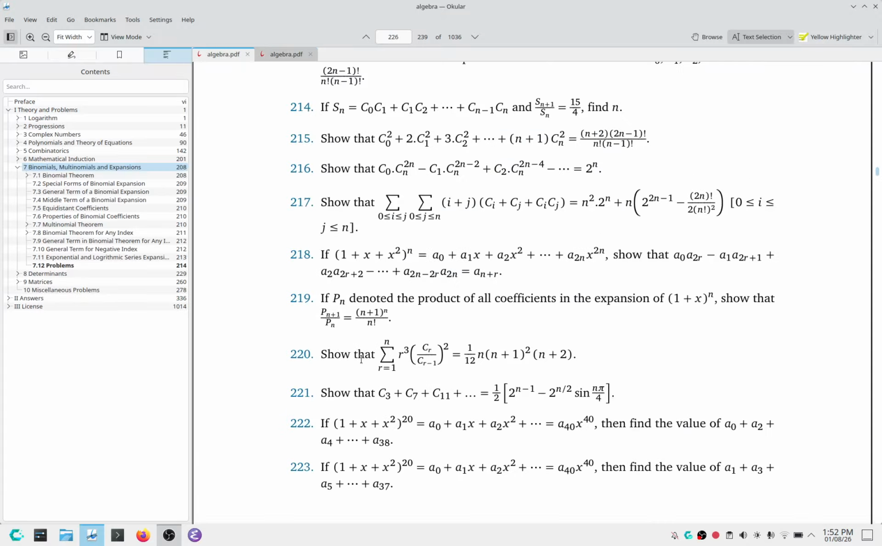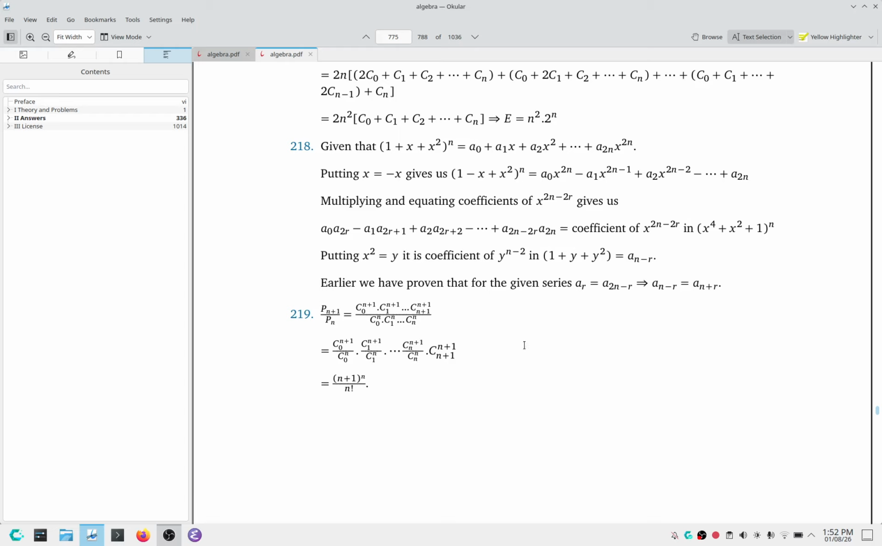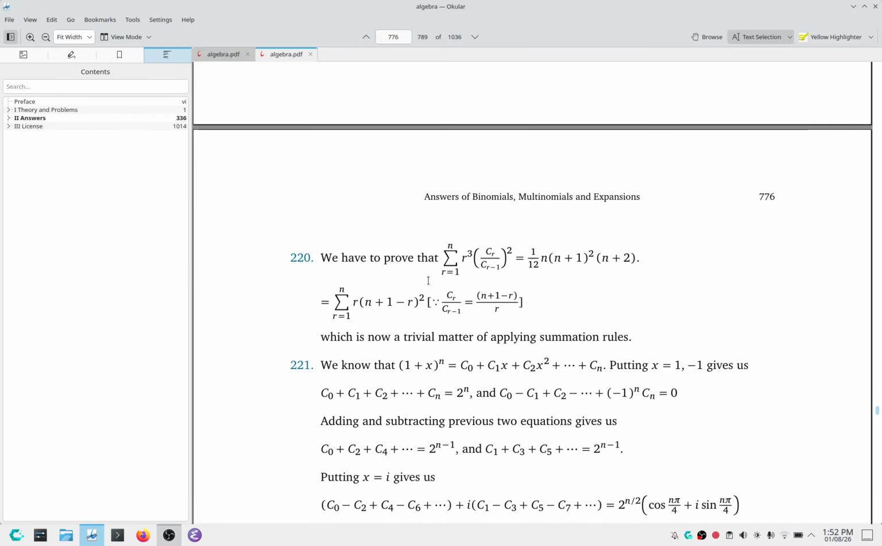Question 220 says that show that the sum over r from 1 to n of r³ times (Cr upon Cr−1)² is equal to 1 upon 12 n times (n + 1)² times (n + 2). So we have to prove this. Now, if you evaluate (Cr upon Cr−1)², it is (n + 1 − r)² upon r², okay, because Cr upon Cr−1 is equal to (n + 1 − r) upon r.